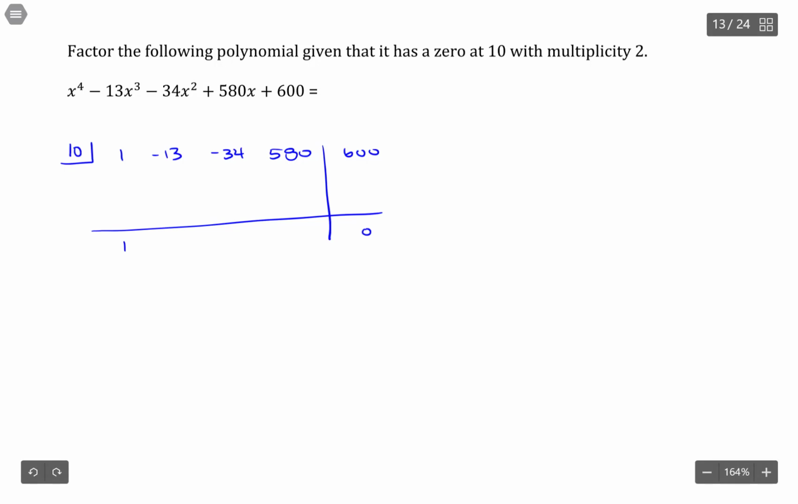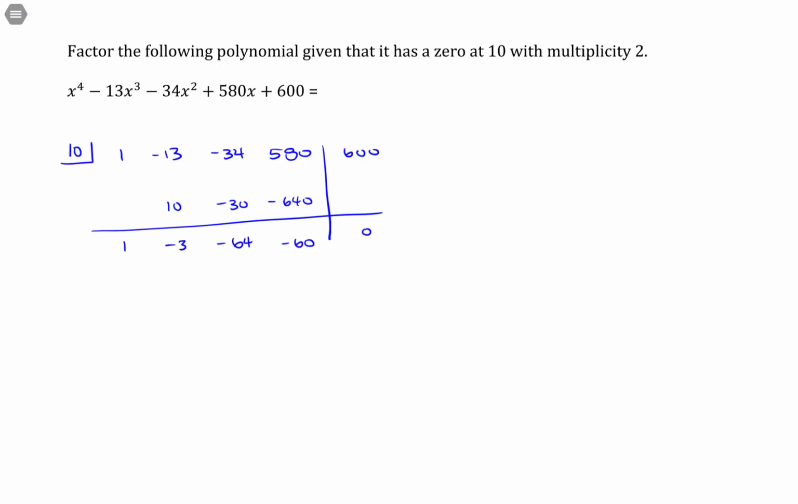So let's see. Bring the 1 down. 1 times 10 is 10. This is negative 3. Negative 3 times 10 is negative 30. These add up to negative 64. And if I multiply 10 times negative 64, that's negative 640. And that adds up to negative 60. And when I multiply 10 times negative 60, that's negative 600. And that actually does add up to 0, which is perfect.